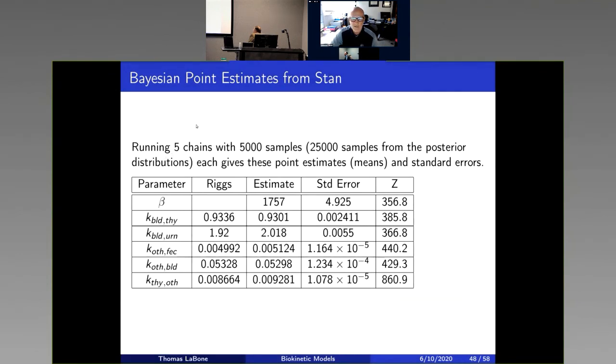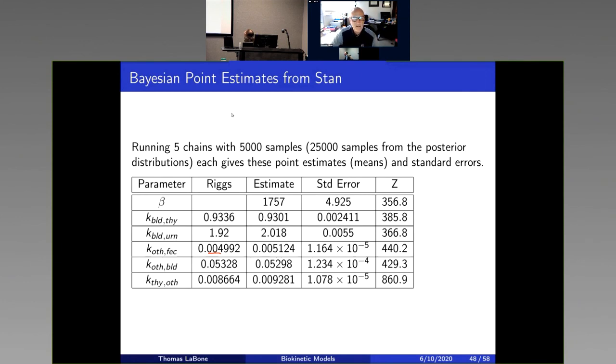And I'll talk about that in a minute. So this is 25,000 samples from the posterior distribution, and for each of these we get a point estimate and some standard errors, and we can compare these to what we were getting from the MAP estimates. Again, they're not that far apart. But if you're only looking for point estimates, you wouldn't go through this anyway. You would probably just stick with the MAP estimates.